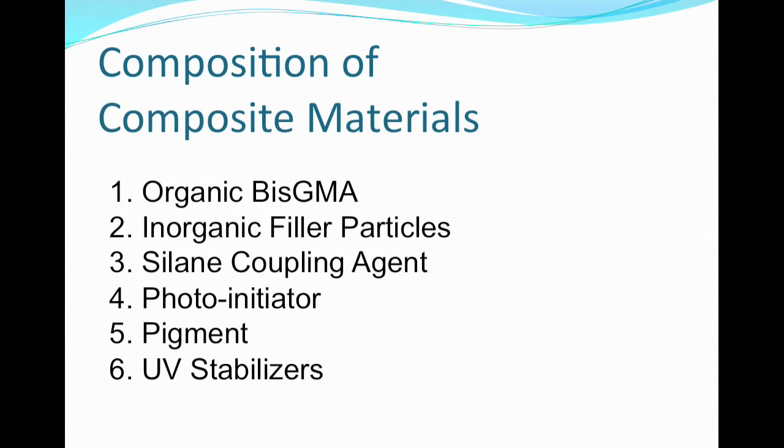So this is an important summary, I guess. We'll go into some detail, but this is an important summary that there are these 6 important items, I guess, that make up the composition of a composite. Organic BIS-GMA, inorganic filler, silane coupling agent, photoinitiators, pigment and UV stabilizers. So we'll go into a little bit of detail on each of these.